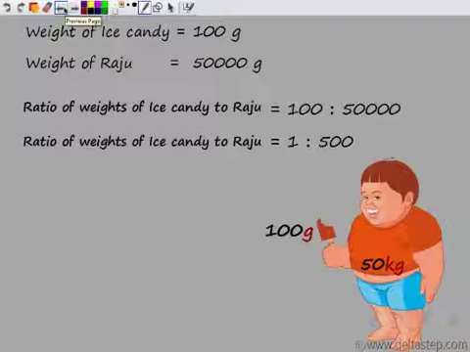That means weight of Raju is 500 times more than the weight of the ice candy. Now which looks true, which is now proper. That is, ice candy does not weigh twice Raju, but in fact what we get is, after converting it into same units, which is the correct way, we get that Raju weighs 500 times more than the ice candy.